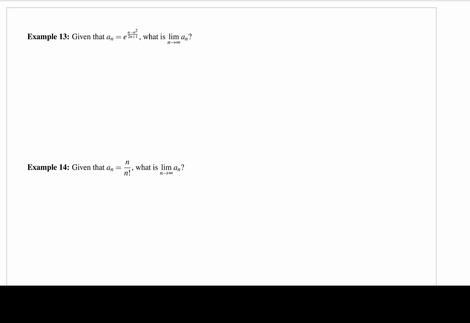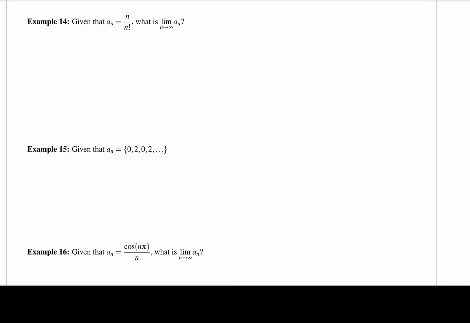Now let's look at example 13. For example 13, I'm going to leave this as a practice problem. And the key here is that, just like ln, e, the exponential function, is a continuous function. So we can move that limit inside e. So we'll be taking e to the limit as n goes to infinity of that exponent. And we can use L'Hopital's rule there. Alright.